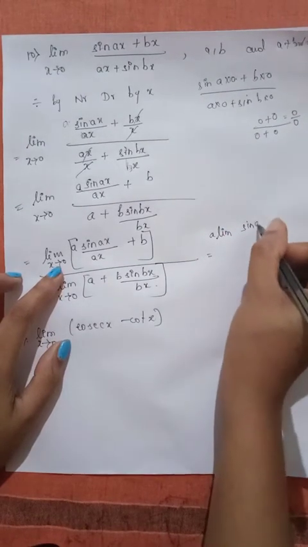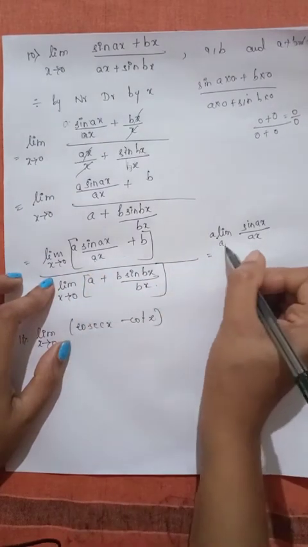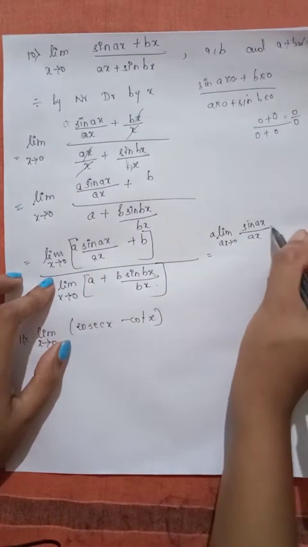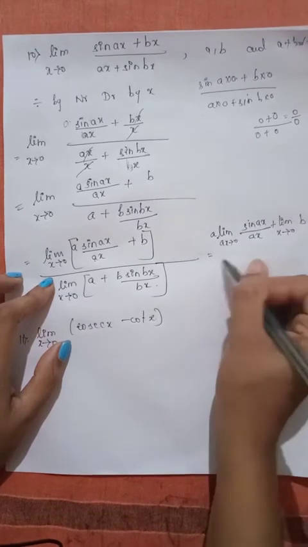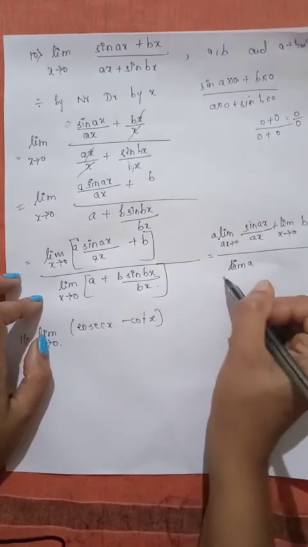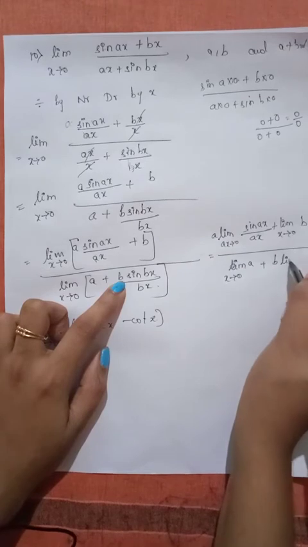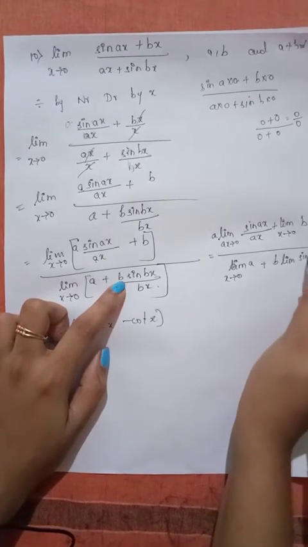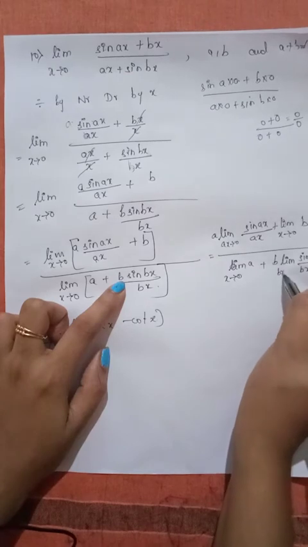Sine ax divided by ax. So as x tends to 0, ax also tends to 0, as I have told you earlier, plus limit of b as x tends to 0, whole divided by limit of a as x tends to 0, plus, again here b is a constant, so you can take it out, limit of sine bx divided by bx. As x tends to 0, bx also tends to 0.